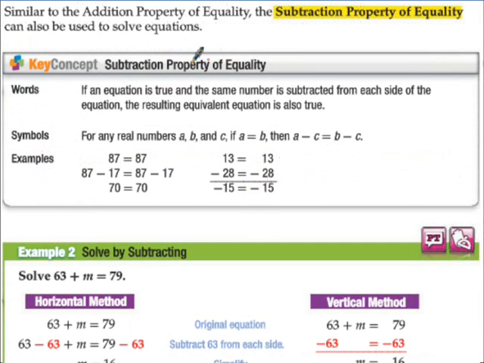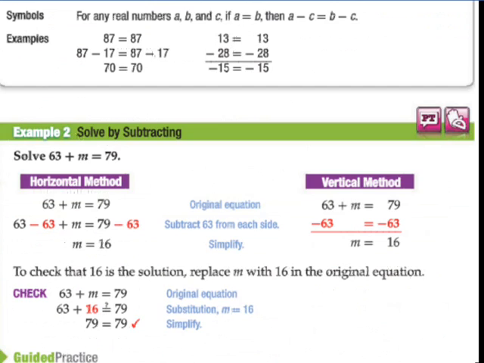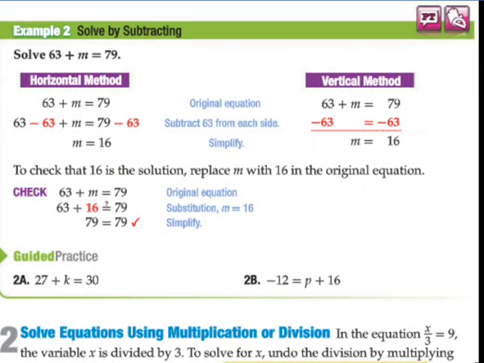You're probably professionals at it. Subtraction property of equality is the same thing. It's just the opposite direction. Instead of adding, I'm now subtracting from both sides of an equation. So let's take a look at these examples.